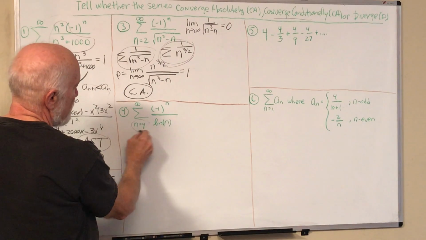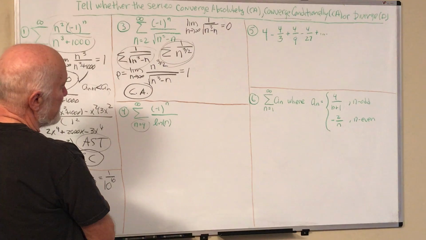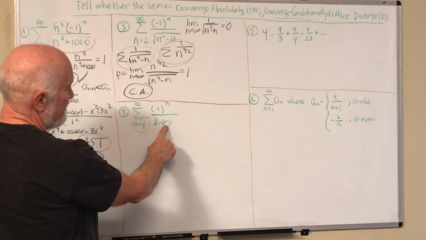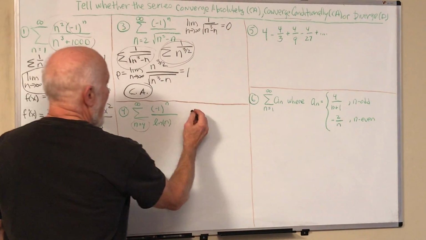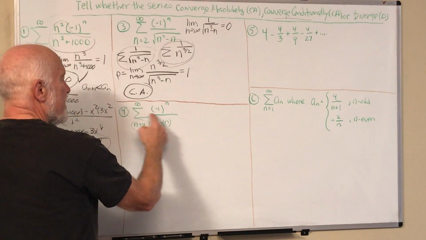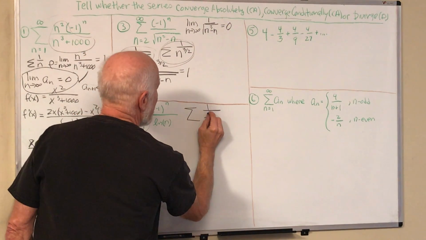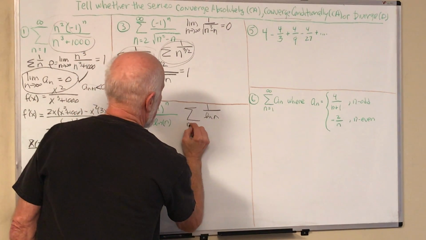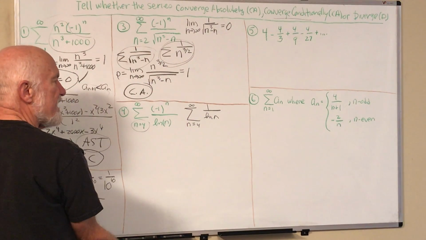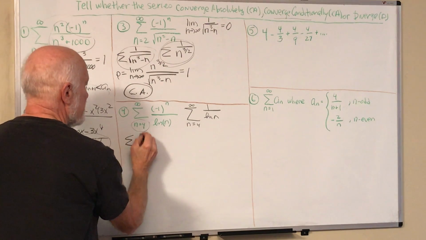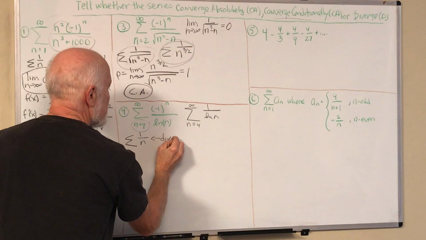Again, remember, it doesn't matter where I'm starting. I wouldn't want to start out at 1 because I'd be dividing by 0. So I'm going to, again, ignore the alternating part and just look at the series like this. And what can I compare that to? I can compare it to 1 over n, which we know diverges.